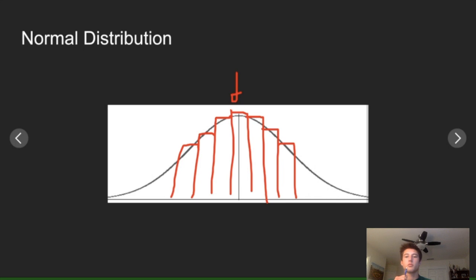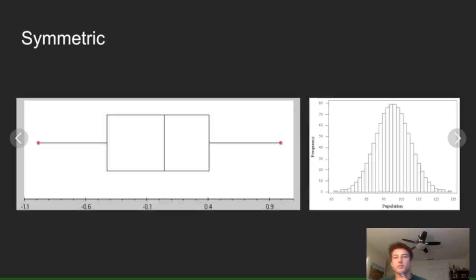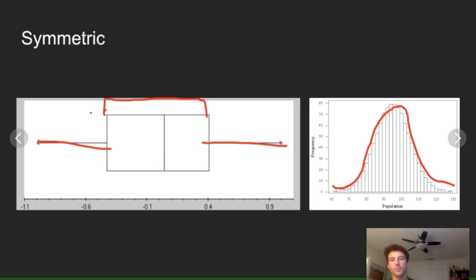So it's unimodal and it's symmetric, meaning the tails, which are these lines on each side, are about equal length, and it's not skewed to either side, which we'll talk about next. Once again, this is a symmetric histogram right here. You can see the curve right here, and in a symmetric box plot, the IQR, the area between the first and third quartile, is centered between both of the outer quartiles.